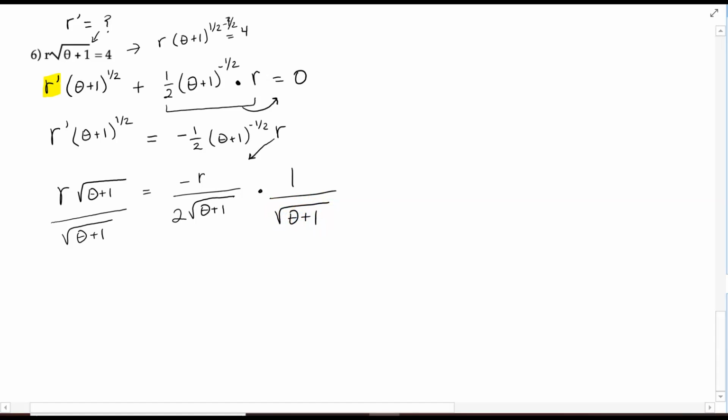So this makes it actually really nice. Hopefully you see what's going on here now. When we multiply this over here, we're going to get negative r times 1, negative r in the numerator. But in the denominator, these two square roots of theta plus 1 end up canceling, getting rid of the square root, so we end up with 2 times theta plus 1, something like that. And that's about it. I mean, this right here is our r prime.